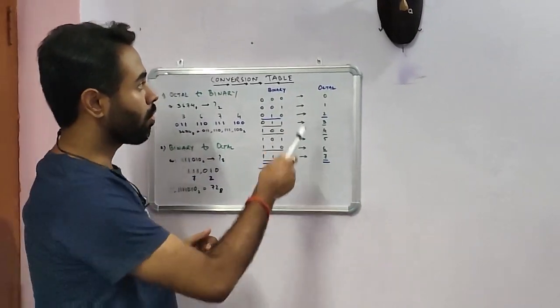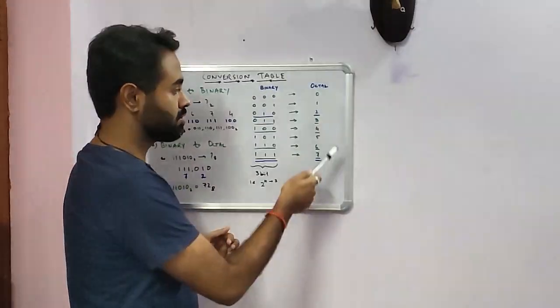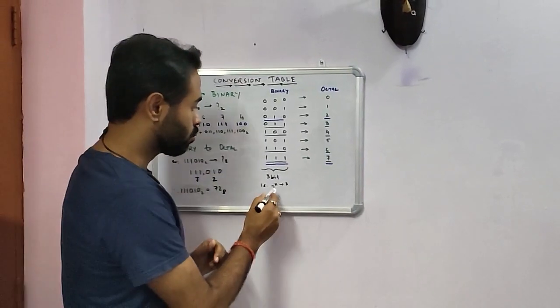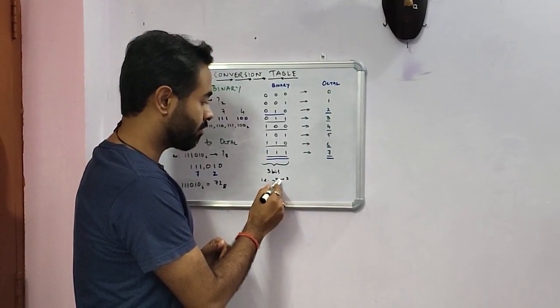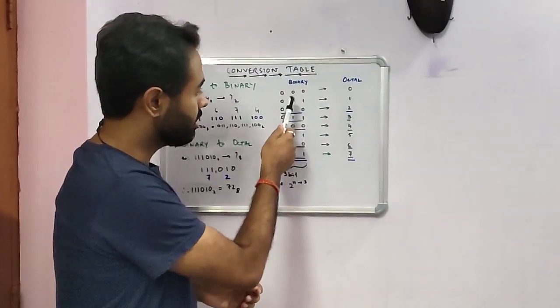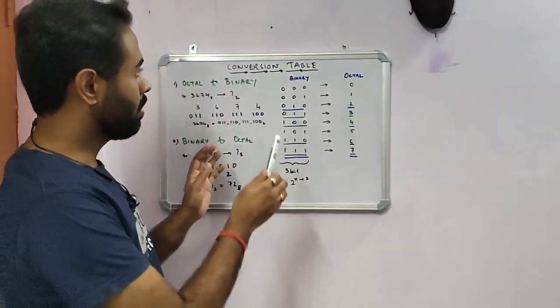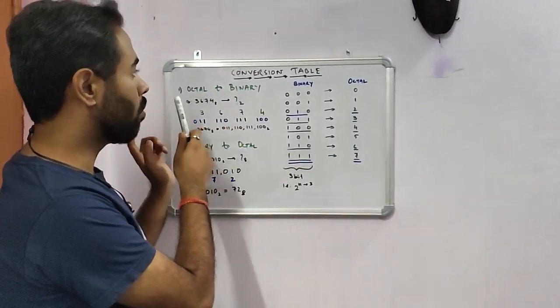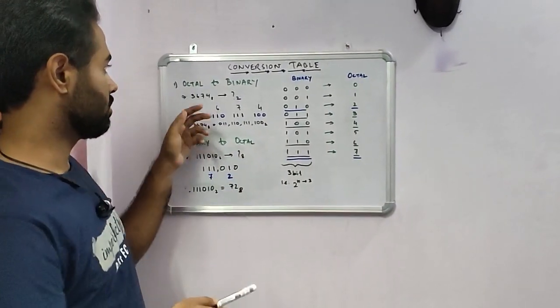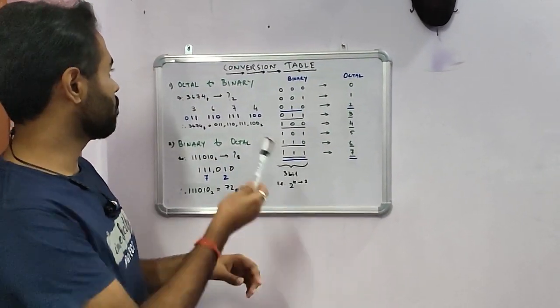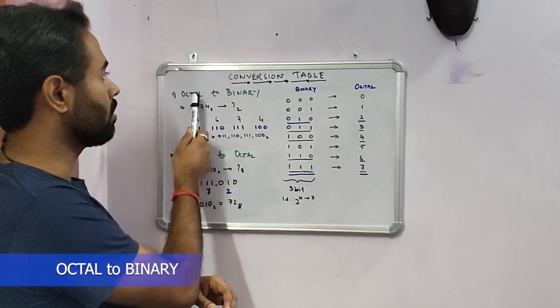Why? Because octal has numbers starting from 0 to 7, that is 8 values. So 2 to the power n, if we put the value of n as 3, we get a 3-bit binary order. Okay, so now we'll look into how we can convert octal to binary and binary to octal. So these are 2 examples being given. Let us look into the first example, that is conversion of octal to binary.